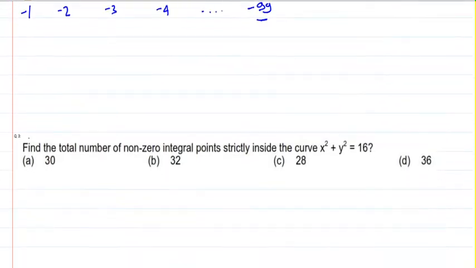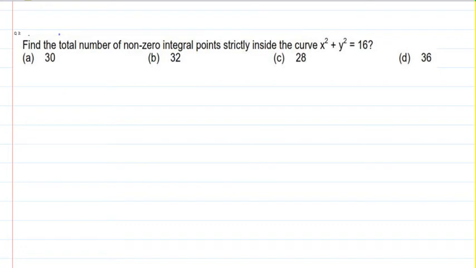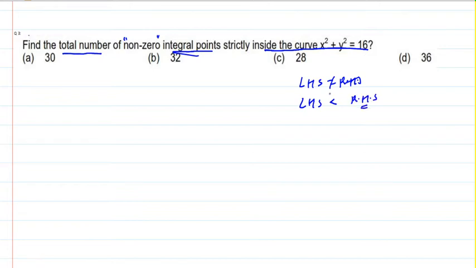Let us try the next problem. What is being said? Find the total number of non-zero integral points strictly inside the curve. When we say inside the curve, the value cannot be equal on both sides. You cannot have LHS equal to RHS. RHS is the constant. LHS, the left hand side, must be less than RHS for all the pairs of X and Y inside the curve. Here I will have to do some degree of manual testing.